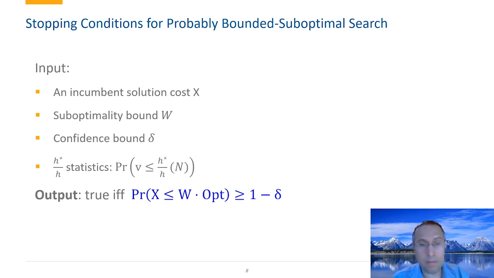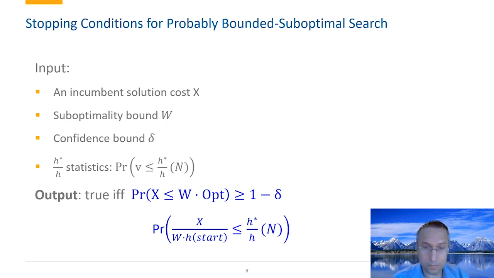Now, with some algebraic manipulation, we can take this probability statement and convert it to this. We basically divide it by W and the heuristic of the start state. Note that H star of the start state is actually the optimal solution. What is nice about this expression is the left-hand side is all numbers we can compute. We know X, we know W, and we know the heuristic of the start state. On the other hand, the right-hand side, this is exactly the variable that we collected statistics for. So we can just plug in the numbers on the left and look in the statistics we have collected to identify whether X is indeed probably bounded-suboptimal.